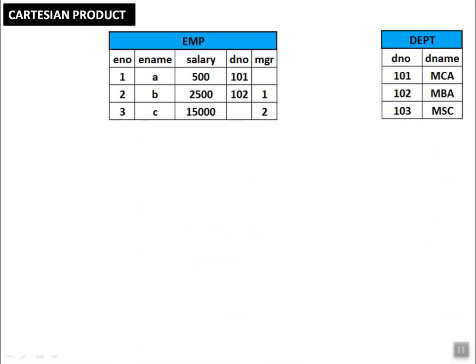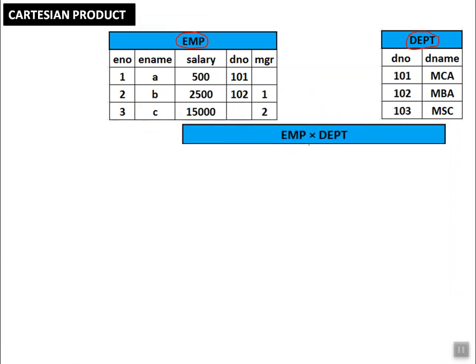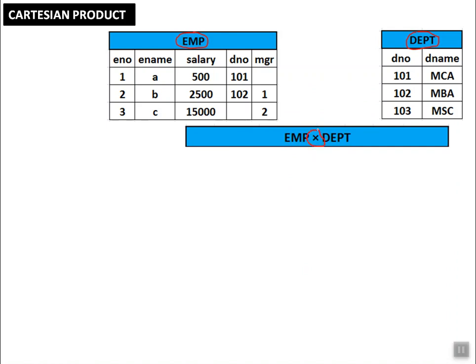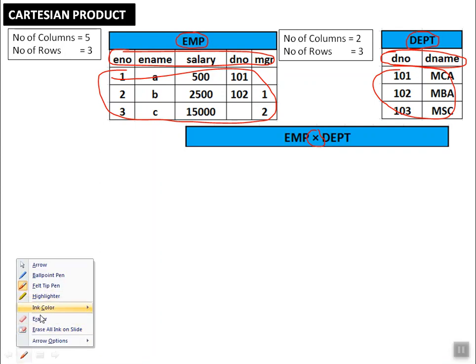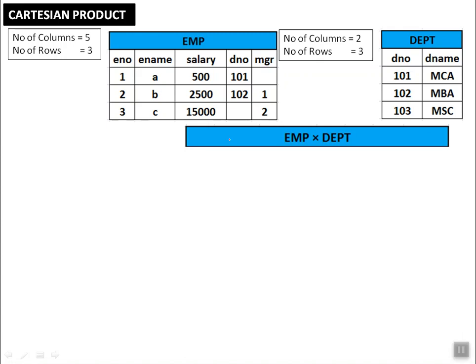Let's check 2 tables, guys. The first table is employee, the other table is department. If you take employee, the Cartesian product will be denoted by cross. How many columns does employee have? We have 5 columns and 3 rows. Similarly, department has 2 columns and 3 rows. So these are the 2 tables that you need to perform the Cartesian product on.